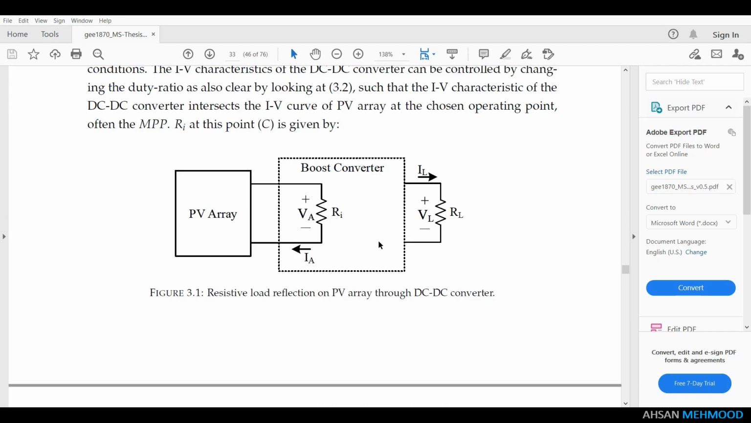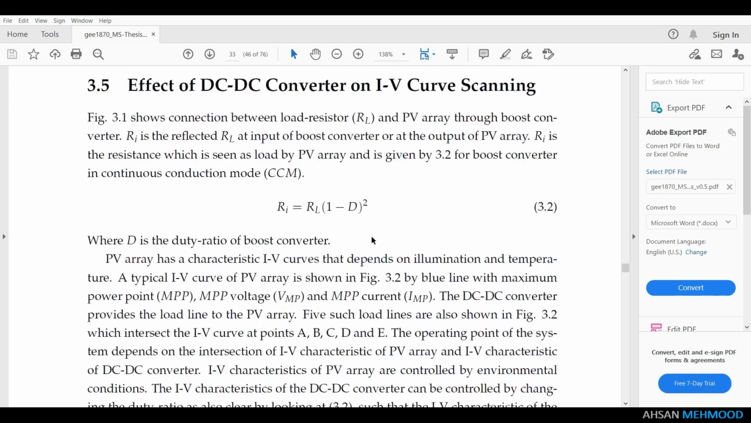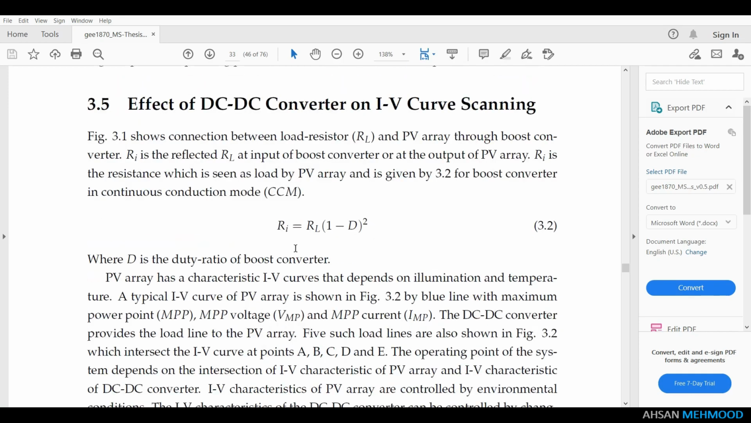Its value can be calculated by this equation, which depends on two parameters, that is load resistance RL and duty ratio D. Because RL has a fixed and finite value, we can modify the duty ratio to change Ri, and therefore the PV array's operating point. When the duty ratio is 1, Ri equals 0 ohm, and when the duty ratio is 0, Ri equals RL.